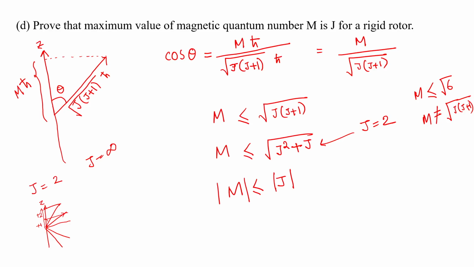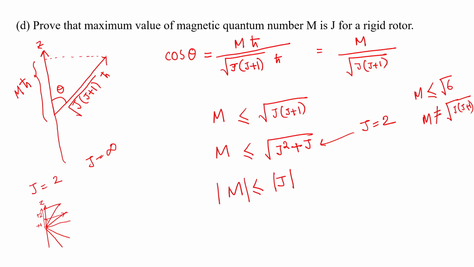But you can support this by saying that all these things are quantized, so it can only take integer values. It cannot take something like 1.5. That is another way of saying it, maybe.